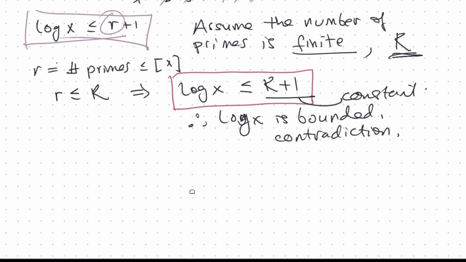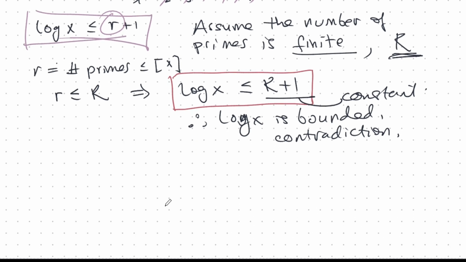Whenever we do these proofs about the infinitude of primes, we're not actually directly proving there's an infinite number of them. We're proving that it's not finite. It's an interesting philosophical distinction. It's very interesting. So log x is bounded, and this cannot be true. That's a contradiction. So therefore the number of primes cannot be finite.